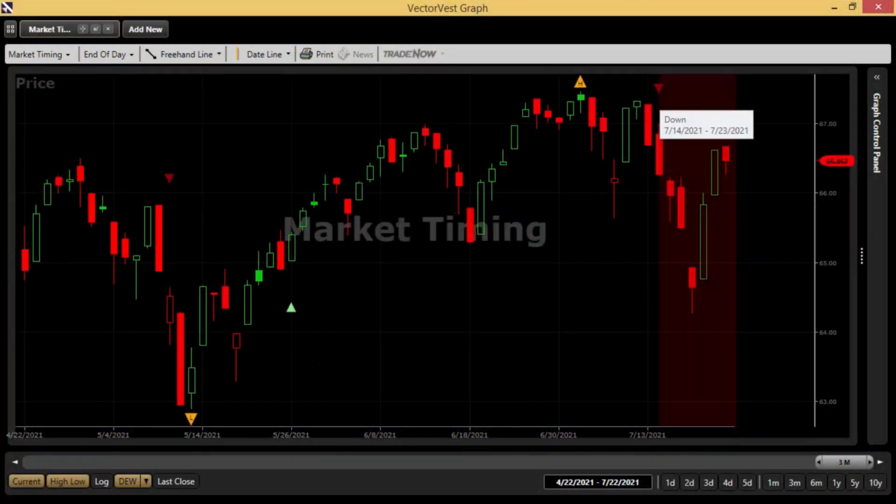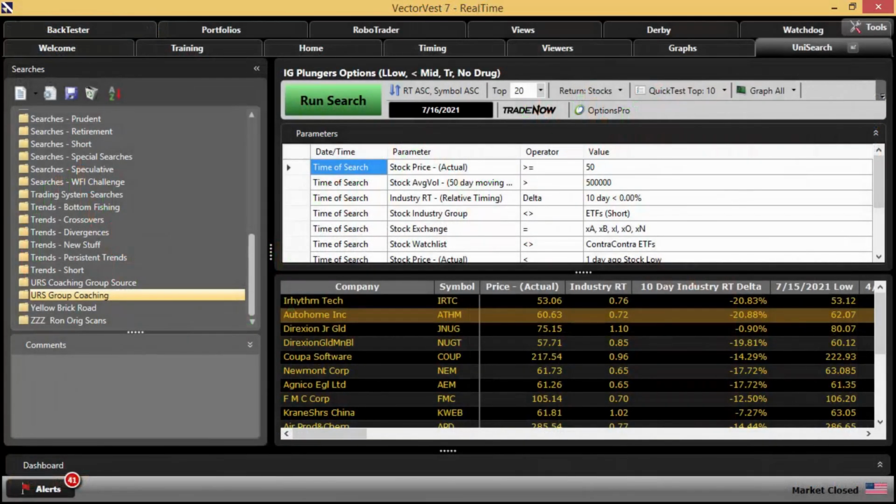A few weeks later, the market turned down. The DEW signal changed to down. So on July 16th, the market was still falling after the DEW first came in. So let's say again, you want to generate some income by placing a bearish income trade. Well, again, steps are similar. We go right to the Unisearch to help us select a candidate. Now I want you to notice Auto Home right at the top of the list.